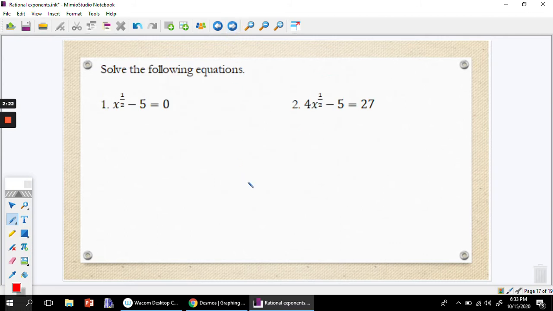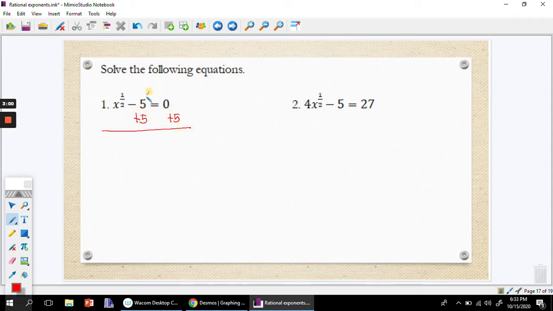Let us solve equations with rational exponents. Let us find the solution. Now, same thing, when you are looking for the value of a variable, we have to isolate the variable on one side of the equation. So if you have x raised to 1/2 minus 5 equals 0, we have to isolate x on one side of the equation. So that means we don't want -5 here and 1/2. To do that, we have to eliminate them. So we will eliminate -5 first. To do that, we have to add 5 to both sides.